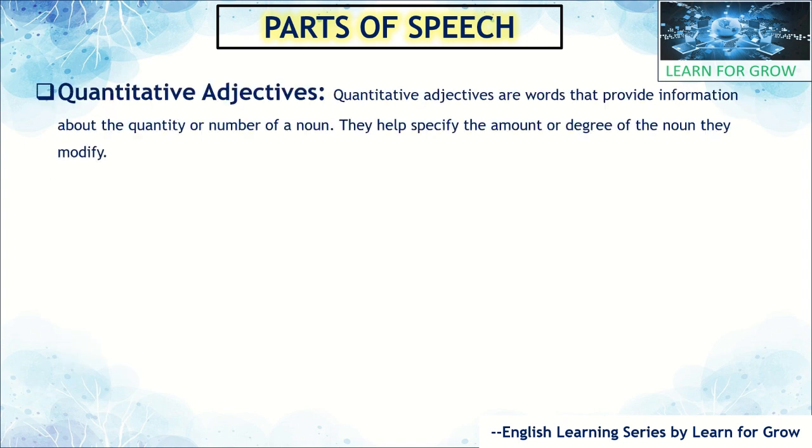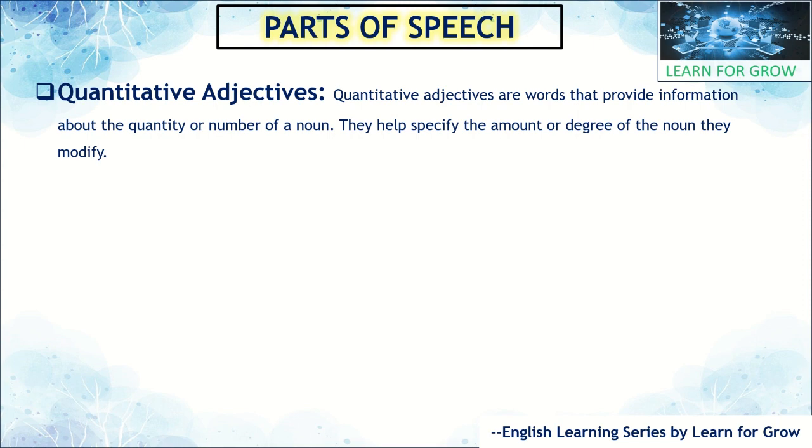Let's see the next one. Quantitative adjectives. Quantitative means quantity, right? Quantitative adjectives are words that provide information about the quantity or number of a noun. They help specify the amount or degree of the noun they modify, right? See here, a quantitative adjective is a word that provides information about the quantity or numbers.